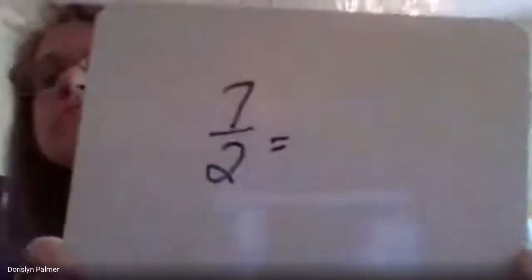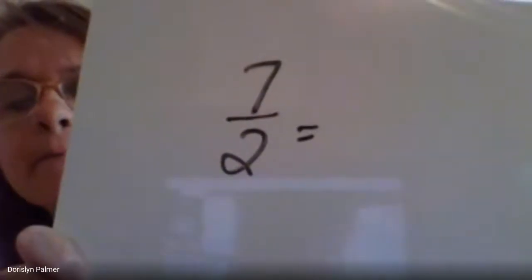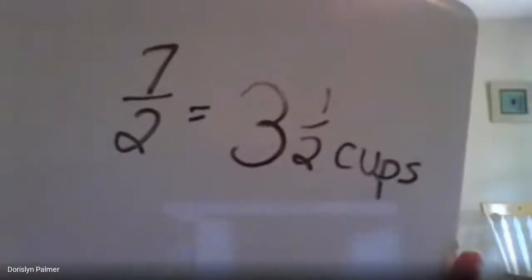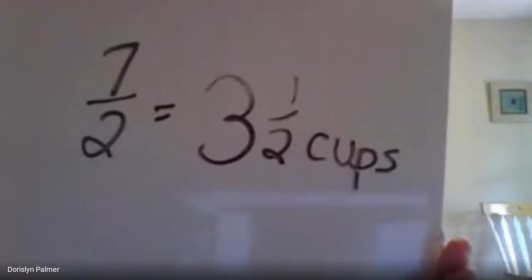Wait. Let's see. Let me try. We're filling the half cup 7 times. So that's going to be 7 halves. Oh, sorry. We're going to turn that into a mixed number. 3.5. Sorry, 3.5. Good. 2 goes into 7 3 times with 1 left over. I had that written. I was reading something else. So 3 is our whole number. 1 is the numerator, and we keep the denominator. 3 1/2 cups. Yep, I had that written. I was just reading something else.